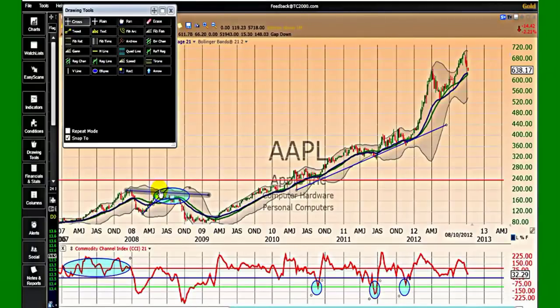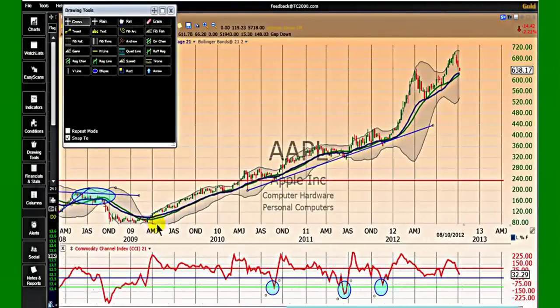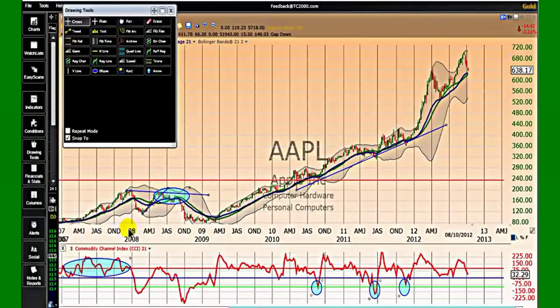So what? All right. So overbought and first lower high is a high probability trade. The inverse is true. When we see an oversold CCI plus the first higher low, we want to buy.